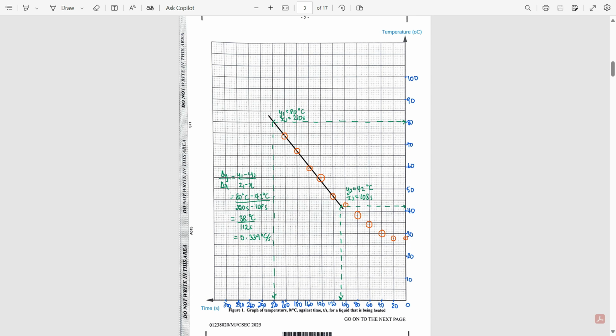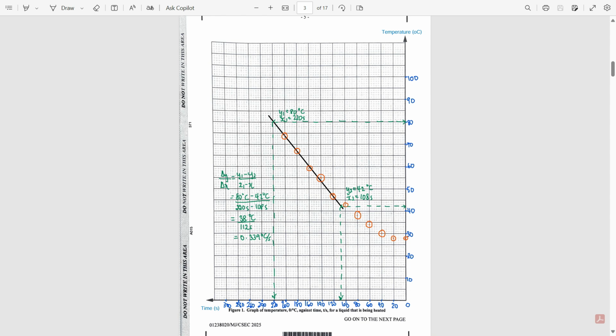And then of course, you're going to have to find a gradient. So we put the straight line between these last 5 points. And I was able to find 2 points along the line that passed through the crosshairs. I got the first point to have coordinates of 80 degrees Celsius and 220 seconds, so the y-x coordinates. And for the second point, I got it to be 42 degrees Celsius and 108 seconds.